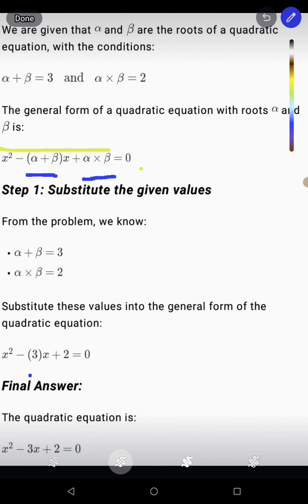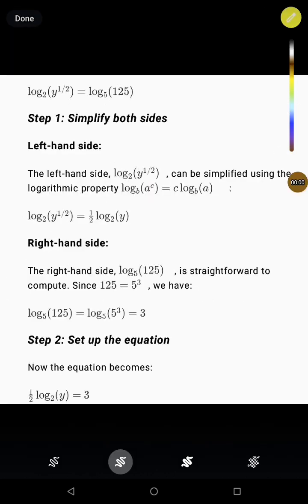3 times x, 3x plus 2. So the quadratic equation with sum of roots 3 and product of roots 2 is actually what? x squared minus 3x plus 2 equals 0. So that is the solution to question number 2.